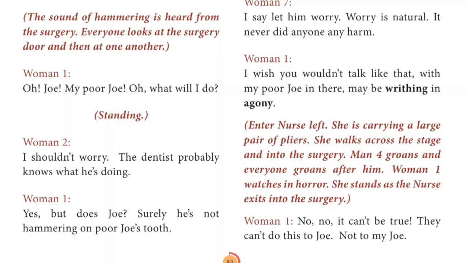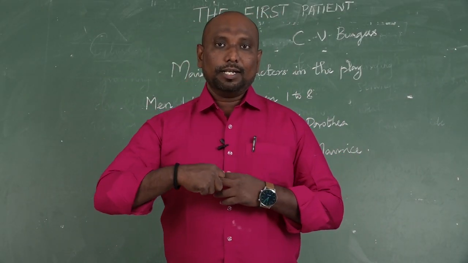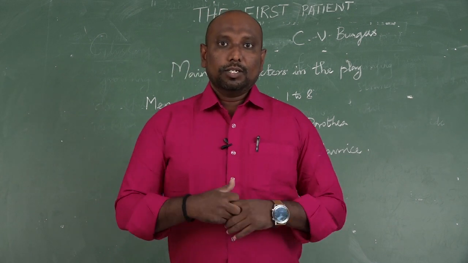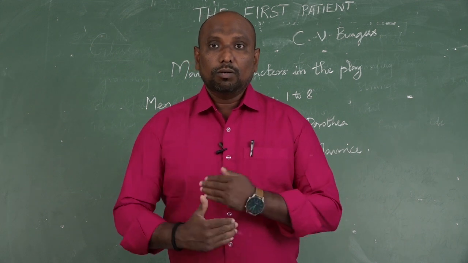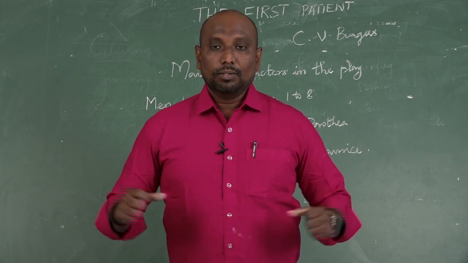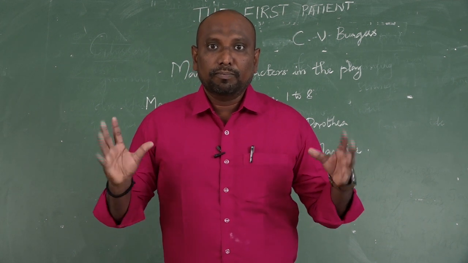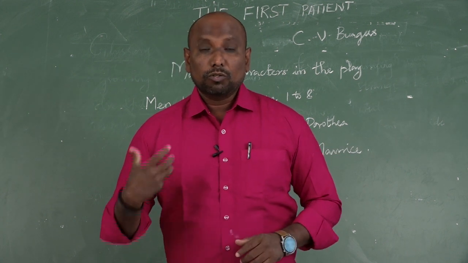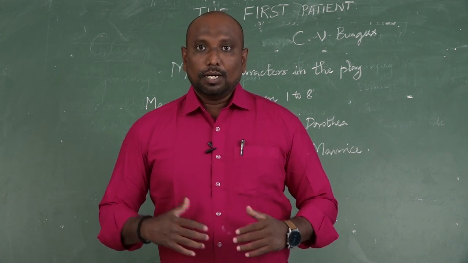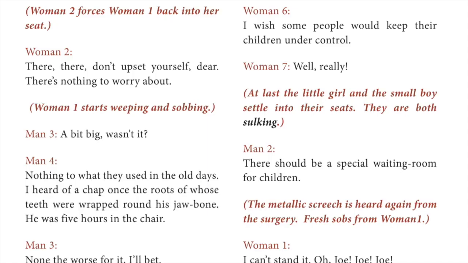So now the nurse carried pliers, like a cutting plier for pulling something. When they saw that, everybody became very silent, looking at the nurse. Emily became frightened, in horror that something was going to happen, but it should not happen to her Joe. Woman 2 forces woman 1 back into her seat.